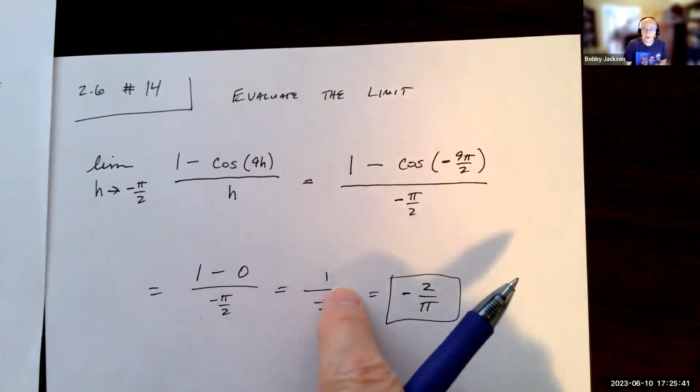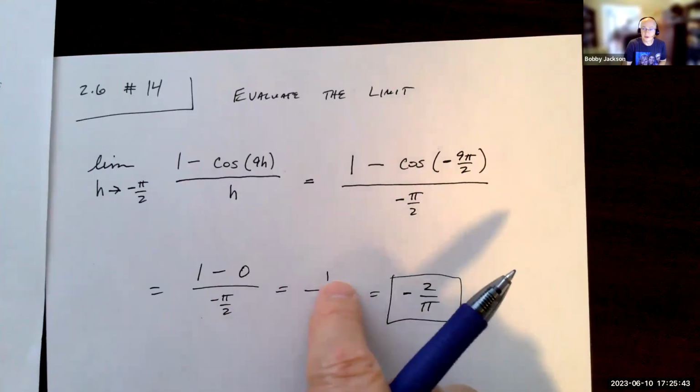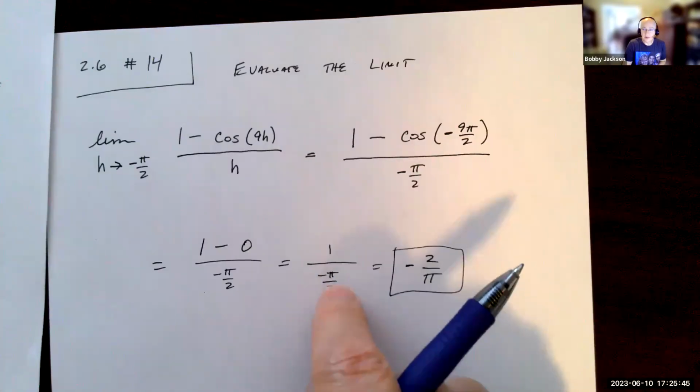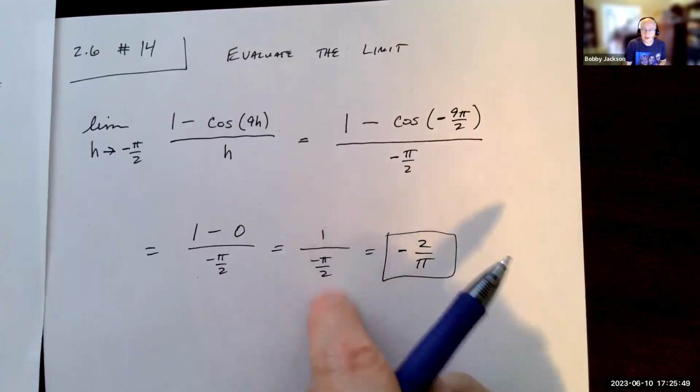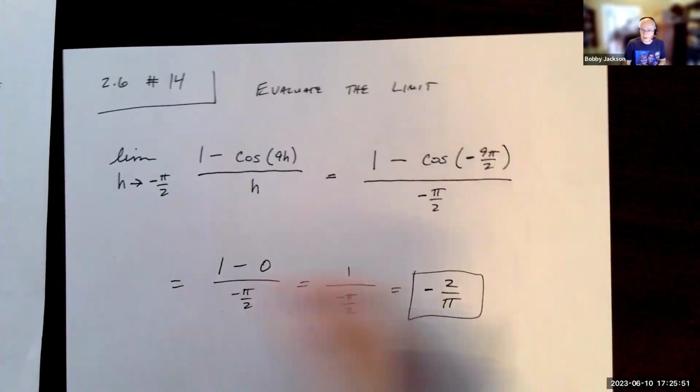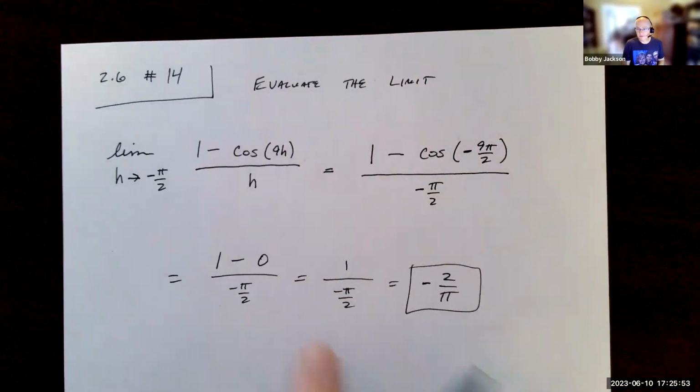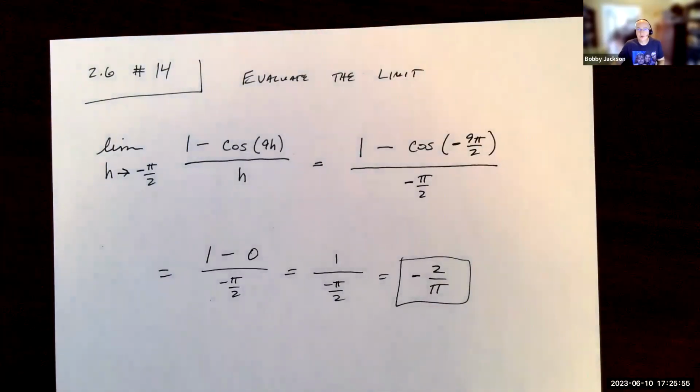1 minus 0 is 1. I get 1 divided by negative pi over 2, which is negative 2 over pi, right? That's just the reciprocal. Okay, so very short. The final result is negative 2 divided by pi.